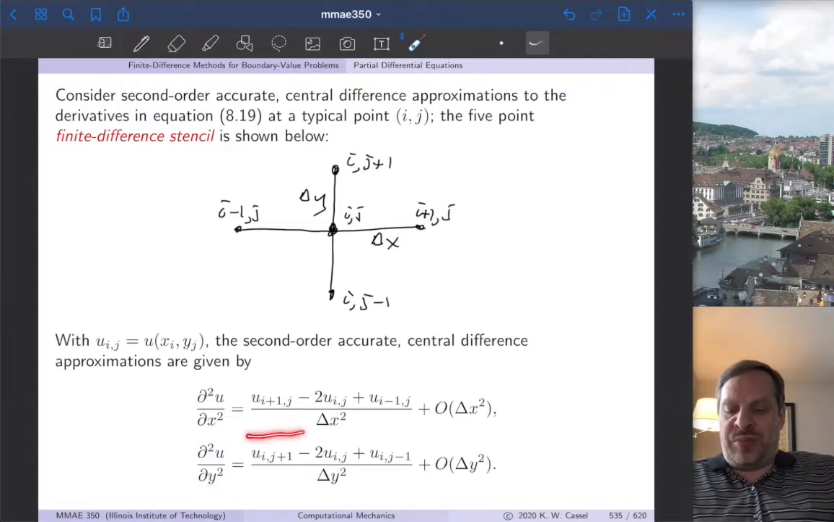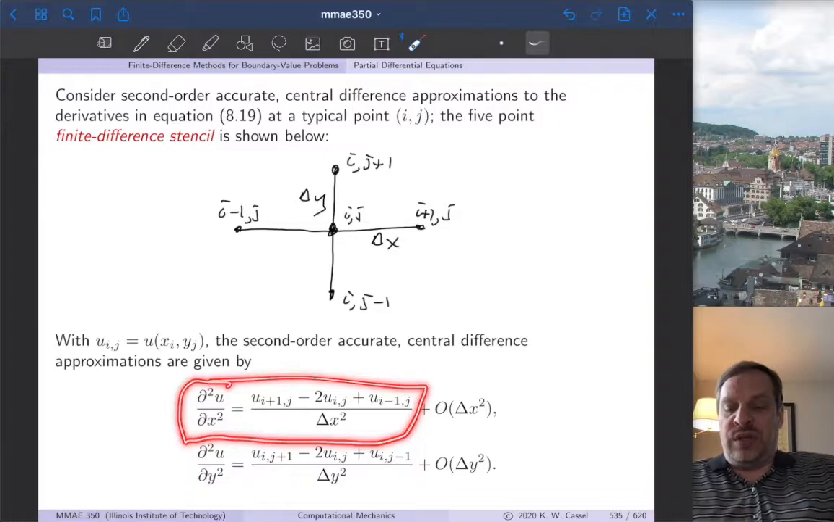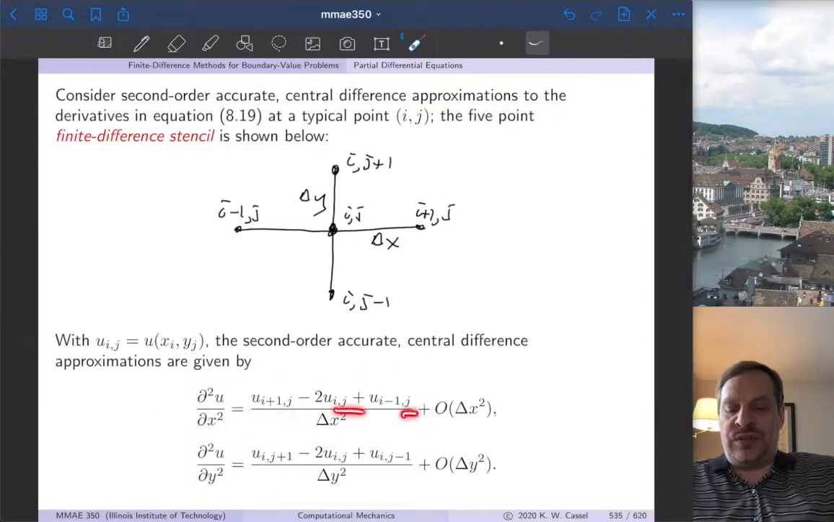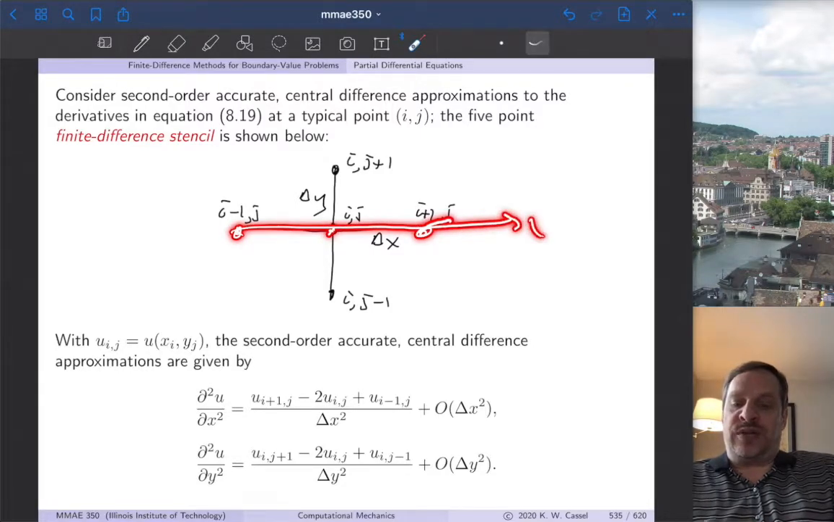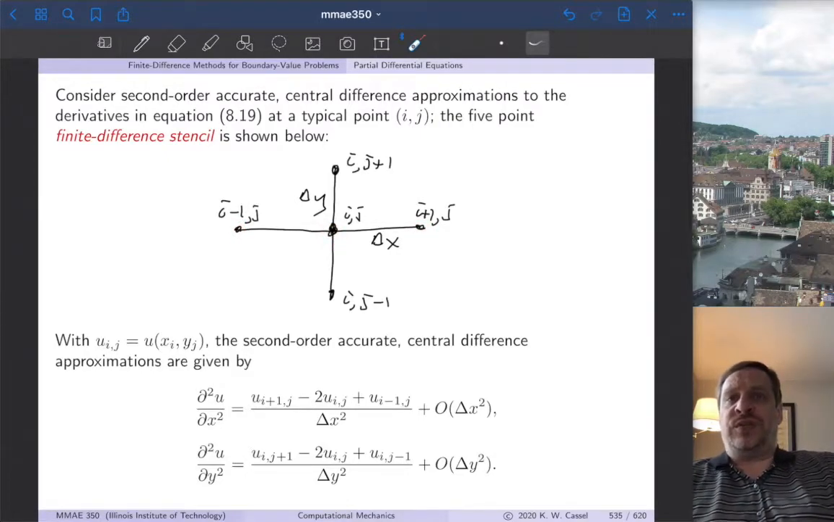So those are u_{i+1,j} minus 2u_{i,j} plus u_{i-1,j} over delta x squared. Now you'll notice that looks exactly like what we had before, except we've included the j's. So that corresponds to these 3 points. So it's the partial squared u partial x squared, differentiated in the x direction. So it involves these 3 points, which is why we indicate those on the finite difference stencil.